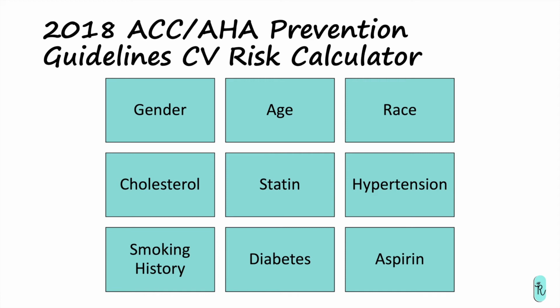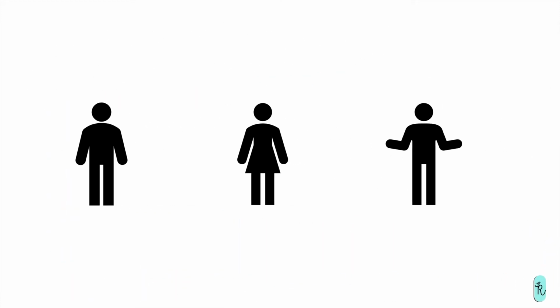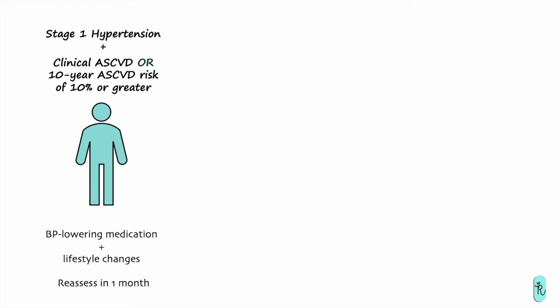We'll start with a patient with stage 1 hypertension. Remember, this is defined as a blood pressure of 130 to 139 over 80 to 89, with either clinical ASCVD or a 10-year ASCVD risk score of 10% or greater. We will go ahead and initiate an antihypertensive medicine in addition to lifestyle changes. Then we'll assess them again in 1 month to determine if a therapy change is needed.